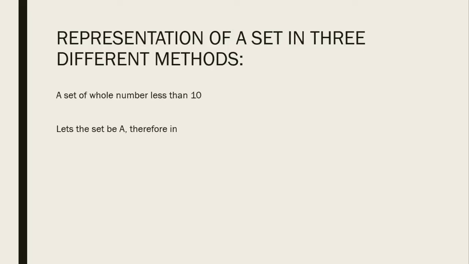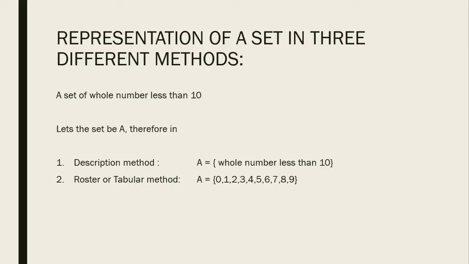Now, the representation of a set in three different methods. A set of whole numbers less than 10. Let the set be A. Therefore, in descriptive method, we will write it A is equal to whole numbers less than 10 and inscribe the whole statement by curly brackets.